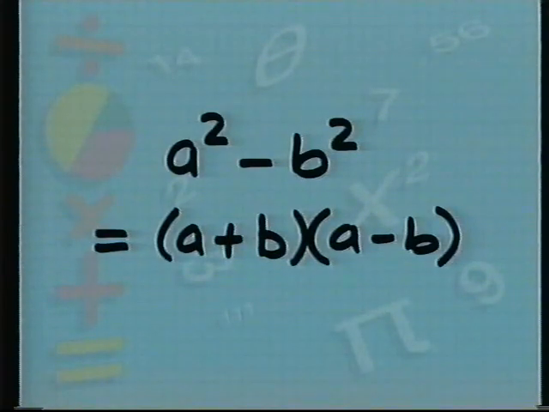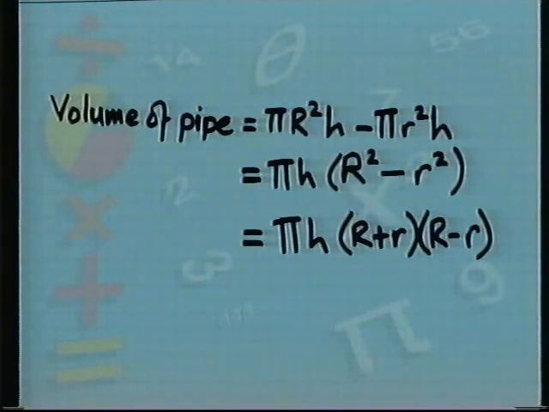One important factorisation is when you have one square minus another, like a squared minus b squared. The factors are these, a plus b and a minus b. Sometimes you have to look for the squares, like the volume of a pipe. Pi R squared h minus pi little r squared h. First of all, take out the pi h to give pi h (R squared minus little r squared), which gives pi h (R plus r)(R minus r).